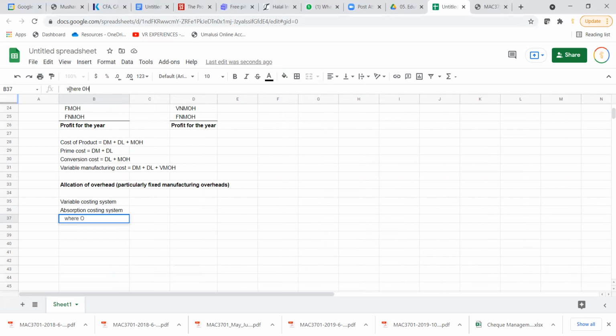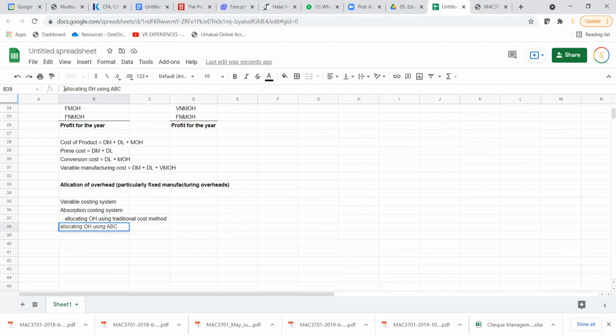Where overheads, the absorption costing system allocating overheads using the traditional costing method, or allocating overheads using ABC. Okay, using ABC. So that is basically it. So that's important to understand.